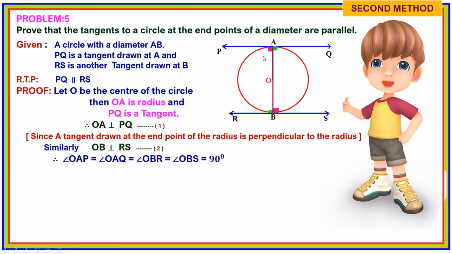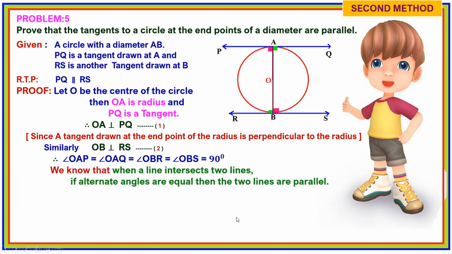Perpendicular means 90 degrees. Angle OAP is equal to angle OAQ is equal to angle OBR is equal to angle OBS is 90 degrees. We know that when a line intersects two lines, if alternate angles are equal, then the two lines are parallel. Here, red color angle, 90. Alternate angles, green color angle, 90. These two are equal. So here, alternate angles are equal, so these two lines must be parallel lines.